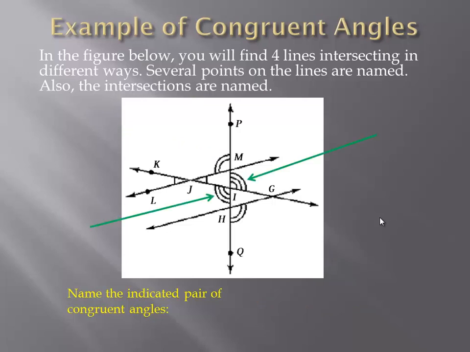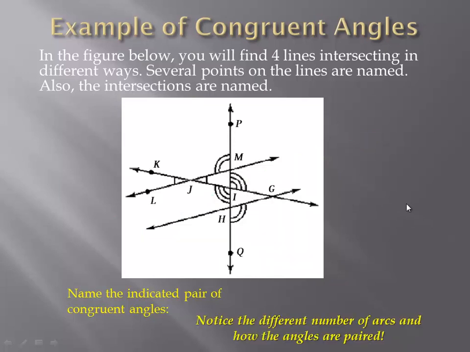And lastly, this one is angle JIH. It could have been JIQ. This angle is MIG. It could have been PIG. Same angle. Notice the different number of arcs and how the angles are paired. Alright.